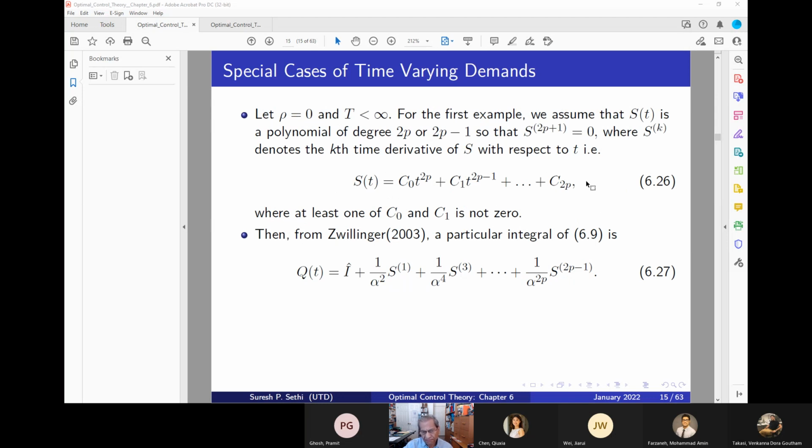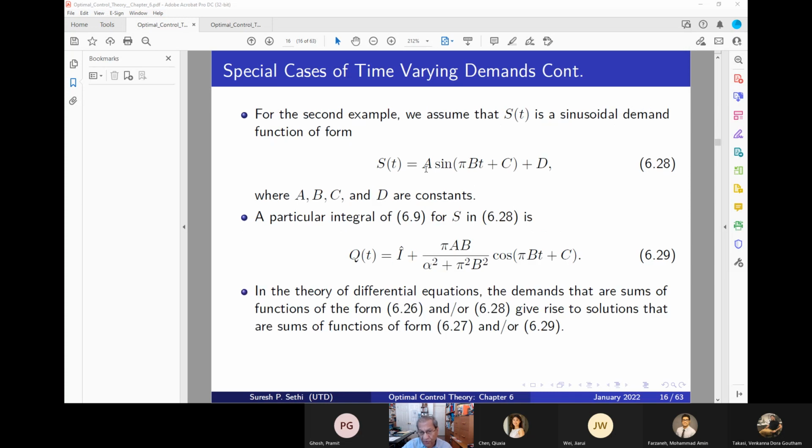Here's a demand. And here's a demand, then this is the 2pth derivative. Now that's a polynomial of degree 2p, t to the power 2p. This is t to the power 2p minus 1. So it's a general polynomial demand. And for that, you can see the special particular integral is given by this, where this is the first derivative of s, this is the third derivative of s, and so forth.